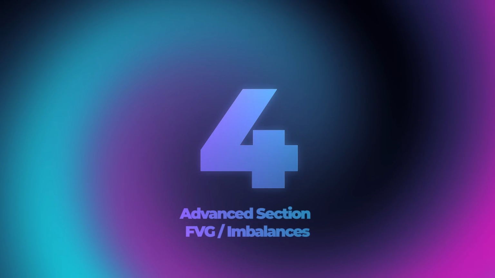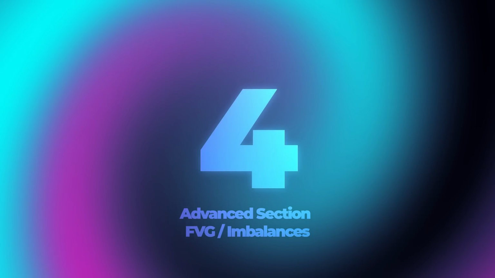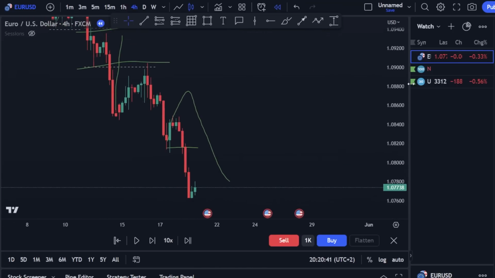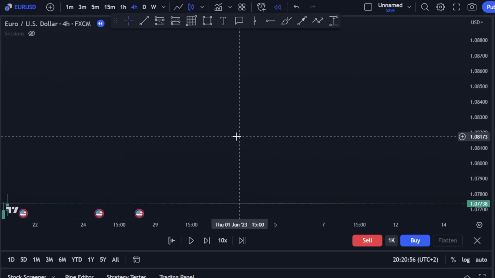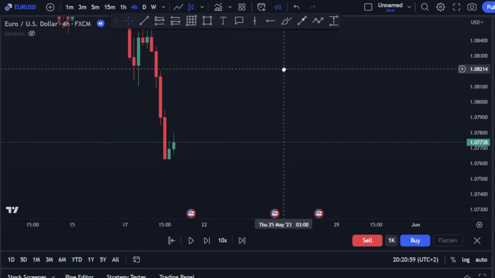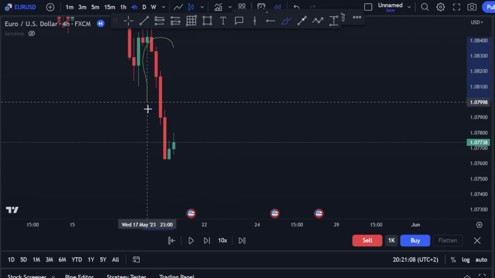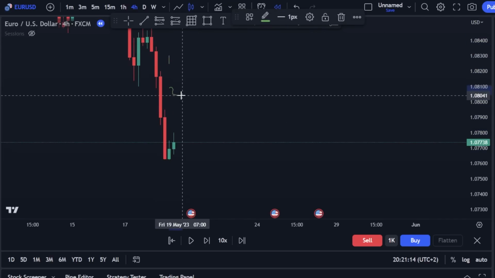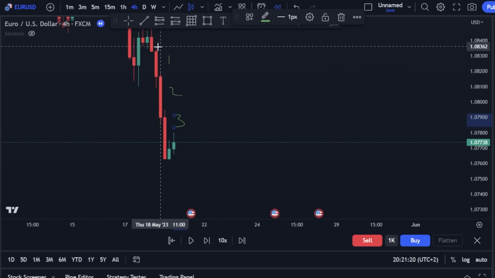Okay, so imbalance and fair value gaps, right? So imbalance and fair value gaps are simple. I've spoken about imbalance and fair value gaps quite a few times. So an imbalance is simple. If we look at the most recent price action, an imbalance is the relationship between three candles. So let's say we're looking at these three red candles here. We've got candle 1, candle 2, and candle 3. Okay? Now, we want to look at the relationship between these three candles.